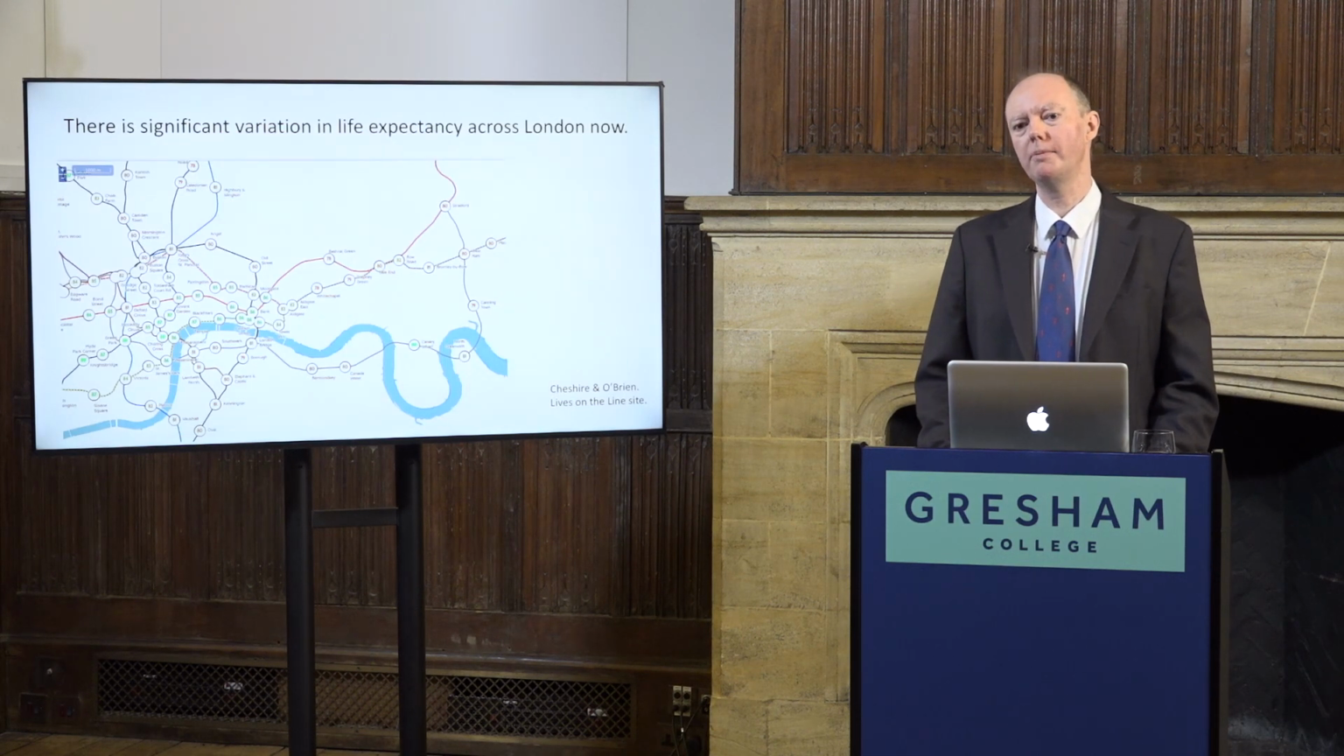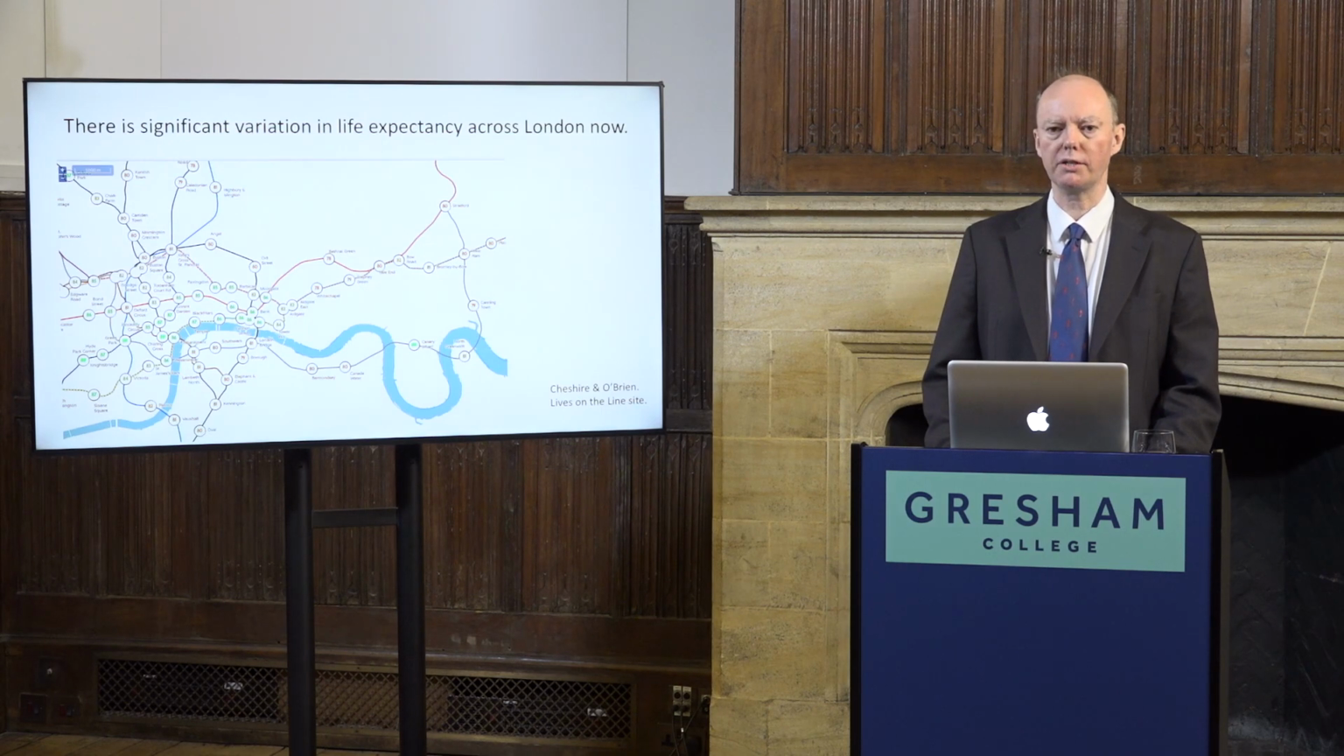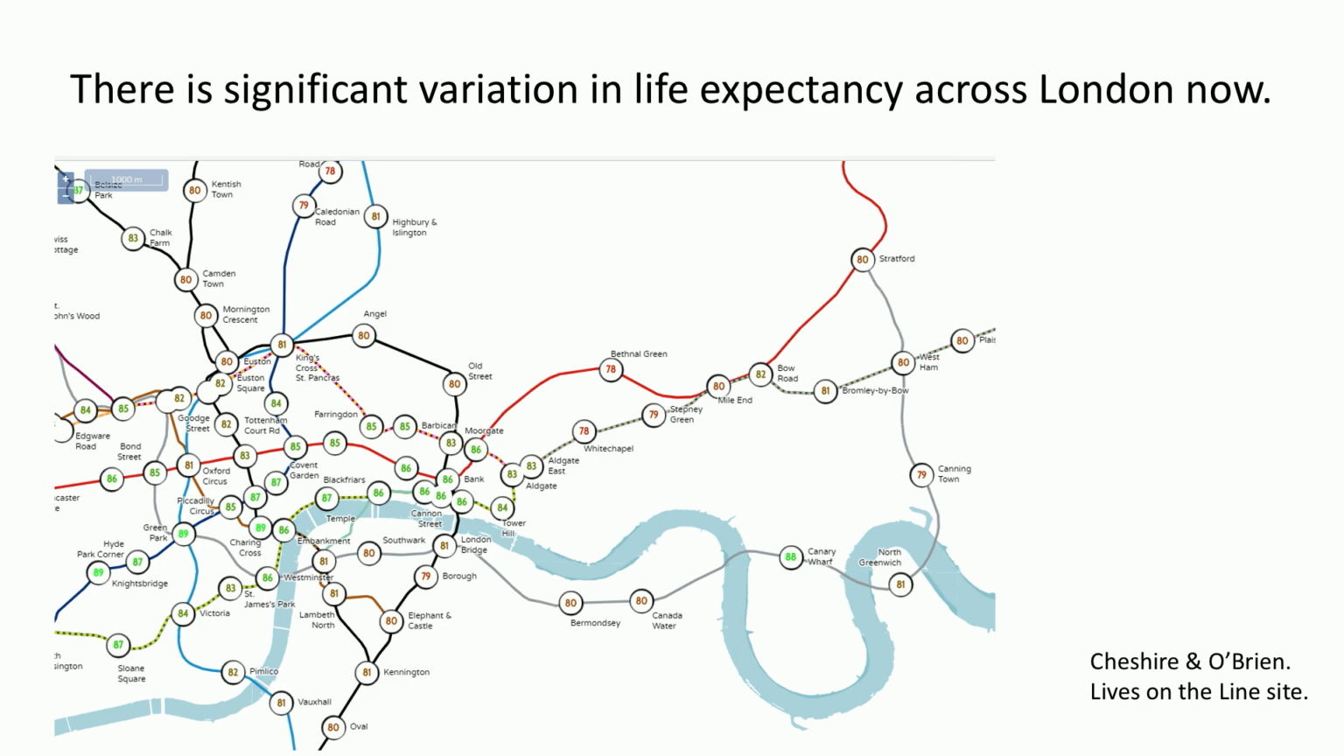But even in urban areas, there can be really quite marked variation in health over really quite short distances. And I put here a rather nice map done by Cheshire and O'Brien, looking at life expectancy along different tube lines here in London. Where I'm giving this lecture from here in the City of London, life expectancy is about 86 years. If I went down 2 or 3 tube stops, or about 15 minutes on a bike, in any direction, north, east, or south, I would reach areas very quickly where life expectancy was under 80.